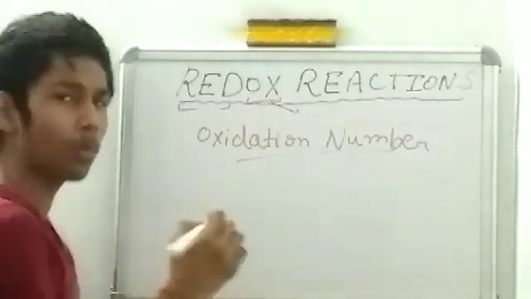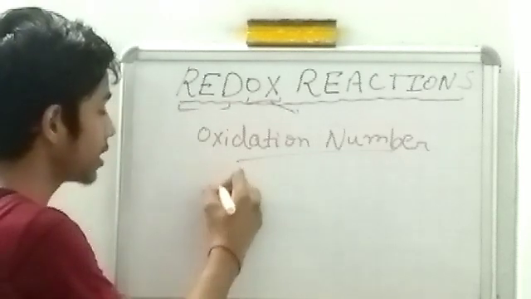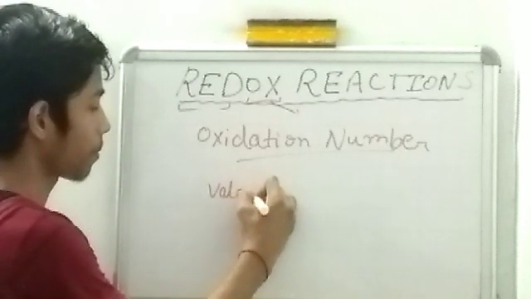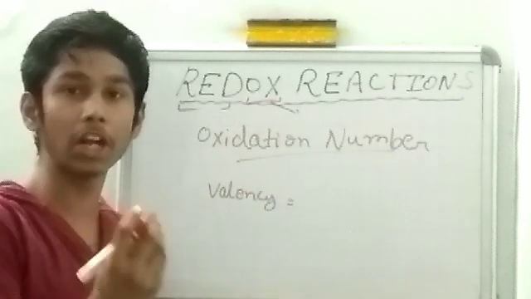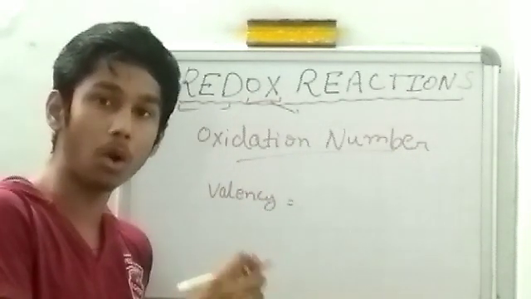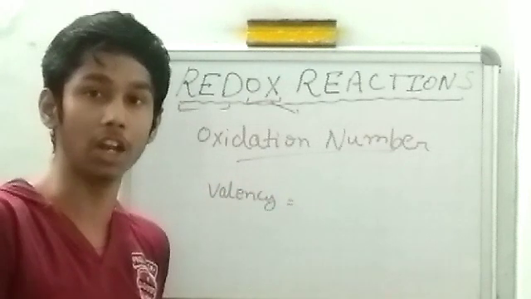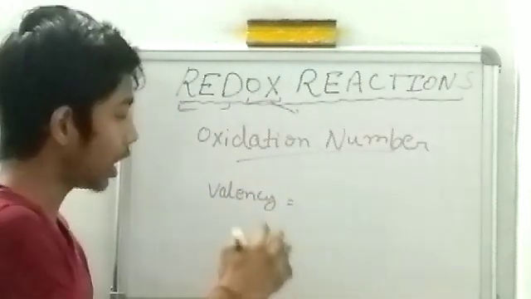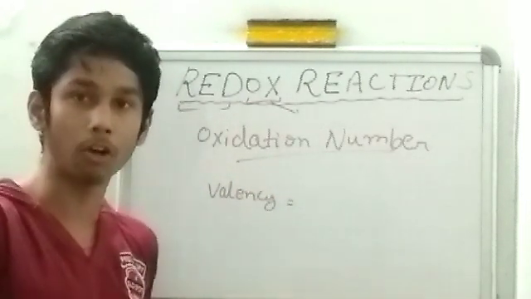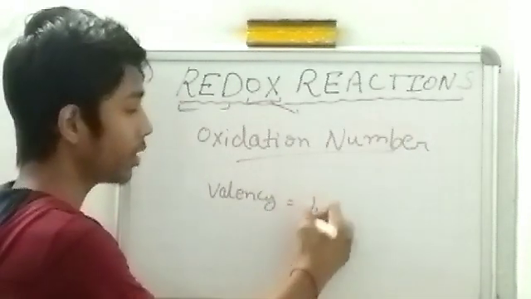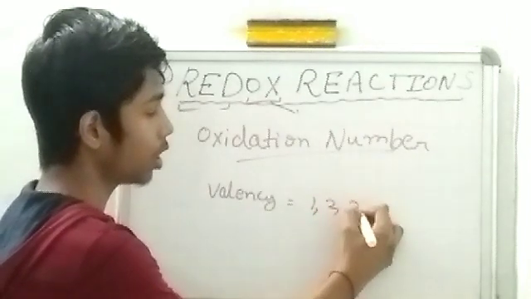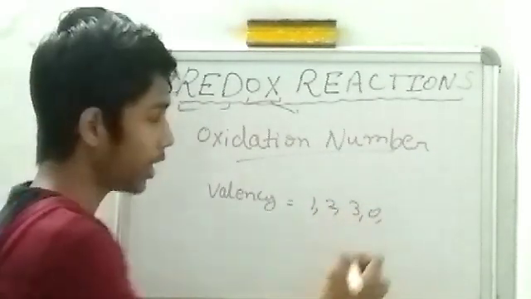Do you know what valency is? Valency is the number of electrons which can be added or removed from the last shell, the last octet, of the atom. So it is the valency. It can be 1, 2, 3, 0, right?